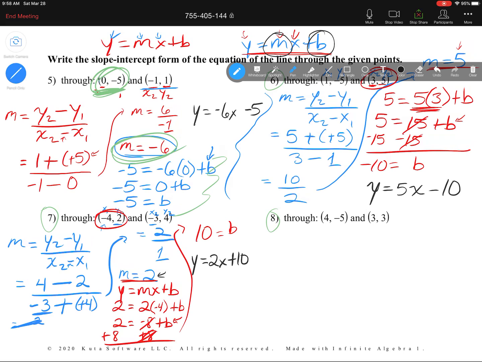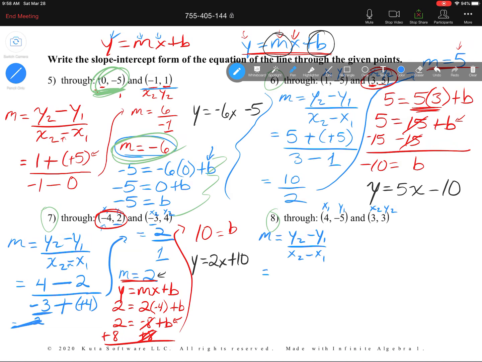Lastly, we have question number 8. Again, we're going to start off by labeling our x1, y1, x2, y2. And our slope formula is m equals y2 minus y1 over x2 minus x1. And now we're going to place those values in where they appropriately belong. Again, just trying to find the slope between these two coordinates.